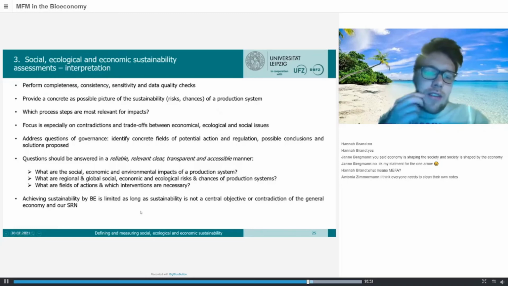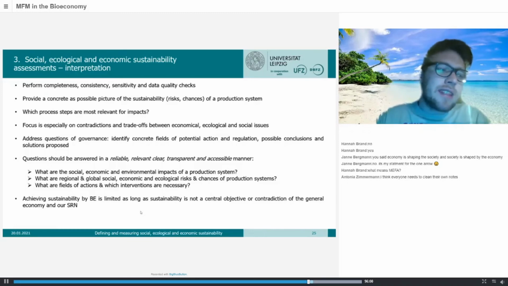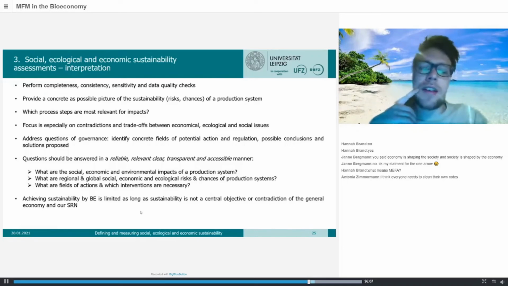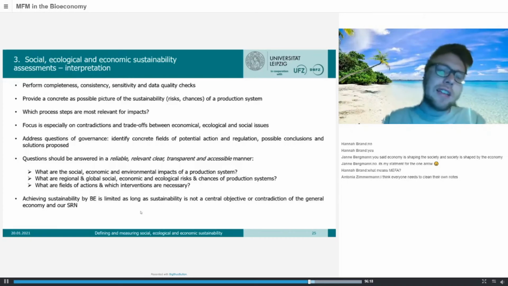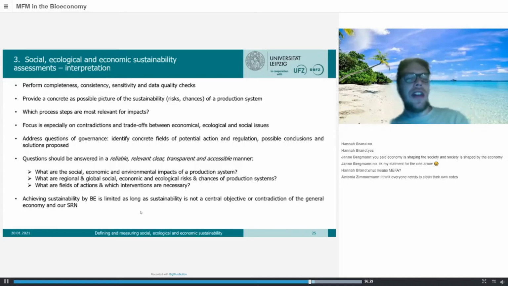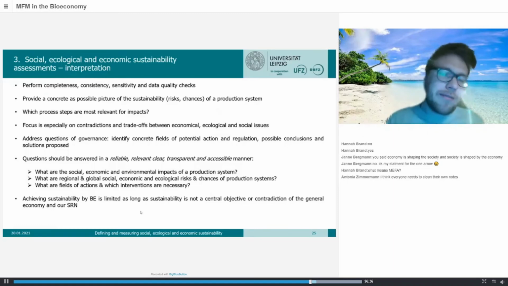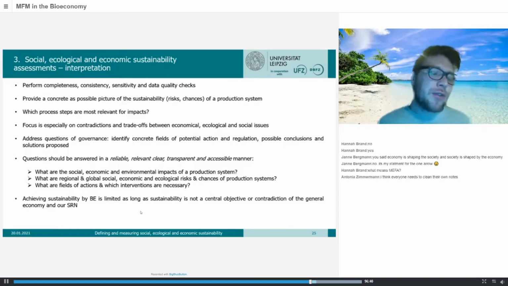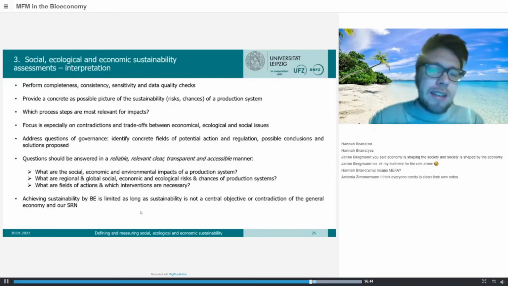And of course, in interpretation, it is very important to keep in mind that there are limits of our assessment. One limit of our assessment is that achieving sustainability in bioeconomy is limited as long as sustainability is not a central objective, or even a contradiction of our general economy and our social relationships to nature. So, for example, you cannot achieve sustainability by bioeconomy if you add bioeconomy on top of the fossil economy. Then you are just producing more impact than before, and so you don't achieve any absolute sustainability benefits.